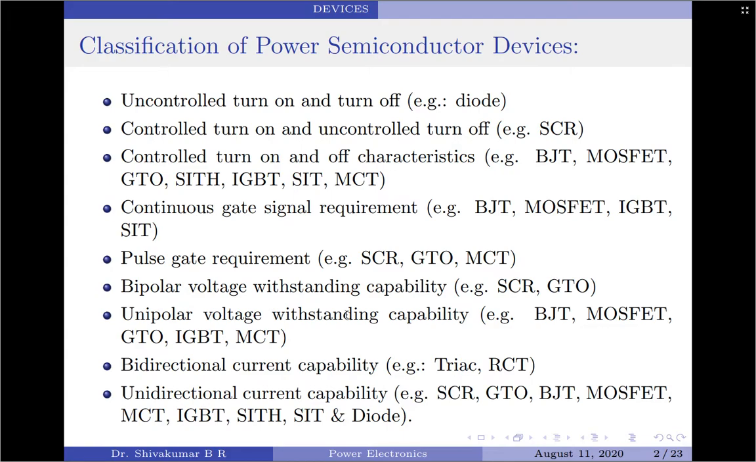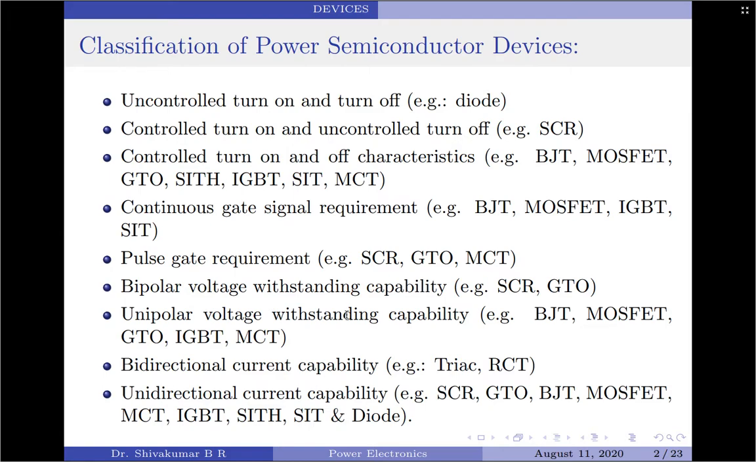Then unipolar voltage withstanding. That means the device can only take one type of voltage across the control terminal, and reversing this voltage or applying a negative voltage across the control terminal is going to produce a misbehavior by the device. For example, BJT, MOSFET, IGBT, MCT and so on come under unipolar voltage withstanding capability devices. For a BJT, if you want to turn on the device, you can only apply a positive voltage across the base terminal. You cannot apply a negative voltage, because you are going to send the transistor into reverse conduction mode.